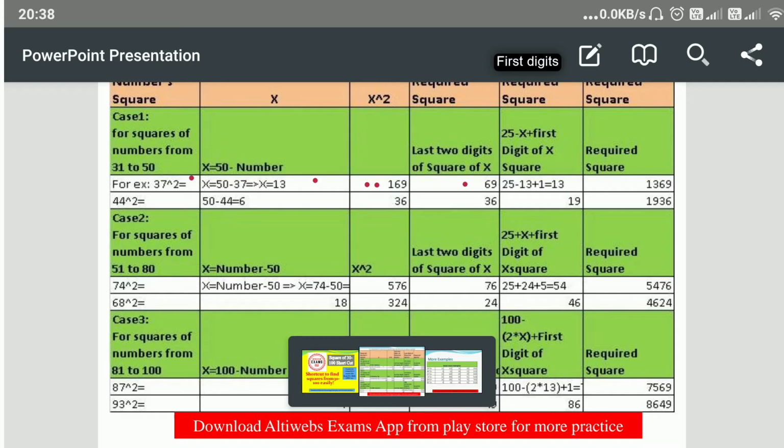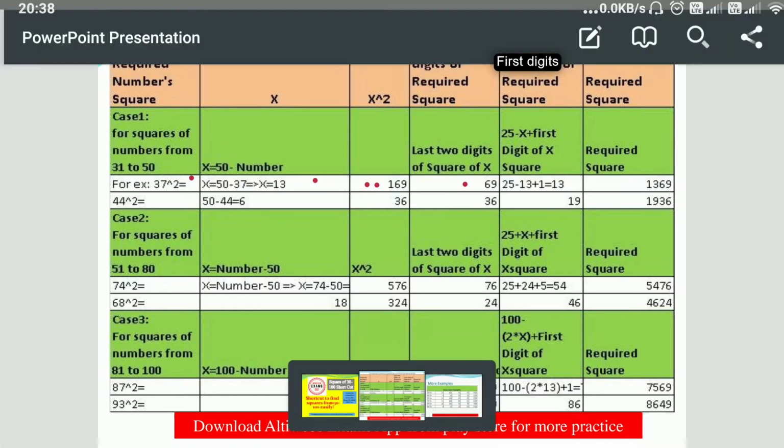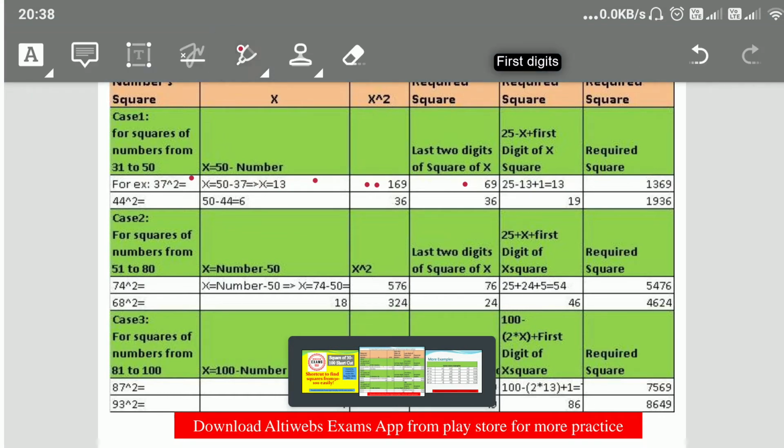Now for the first digits of the required square, you're going to use this formula: 25 minus x plus first digit of x square. Here 25 minus what is x? X is 13. So 25 minus 13, and the first digit of x square is 1. 25 minus 13 plus 1 is 13. So the required square is 13 and 69. 1369 is the square of 37. In this way, you'll be easily able to find the squares of any numbers between 30 to 50.